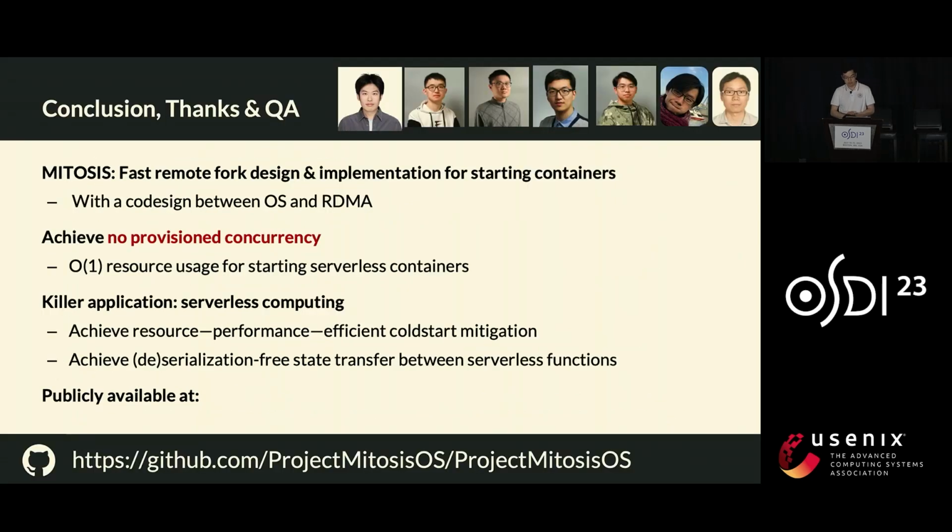In conclusion, we introduced Mitosis, a faster remote fork primitive based on RDMA. It enables no provisioned concurrency for serverless functions and supports fast state transfer between functions. Our code is available on GitHub.